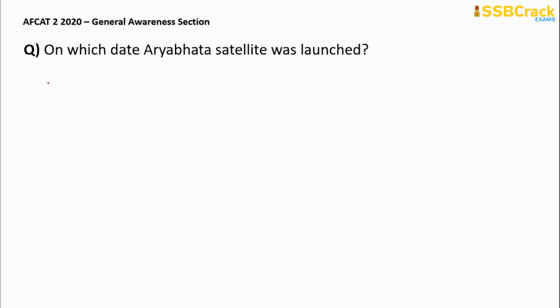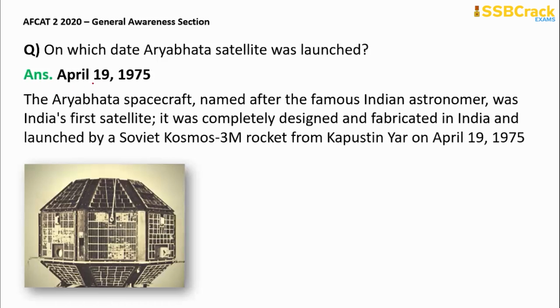Next question, on which date was the Aryabhatta satellite launched? So the answer is April 19, 1975. It is named after the famous Indian astronomer, and it was the first satellite completely designed and fabricated in India and launched by a Soviet Cosmos 3M rocket. And the date was 19th April 1975.